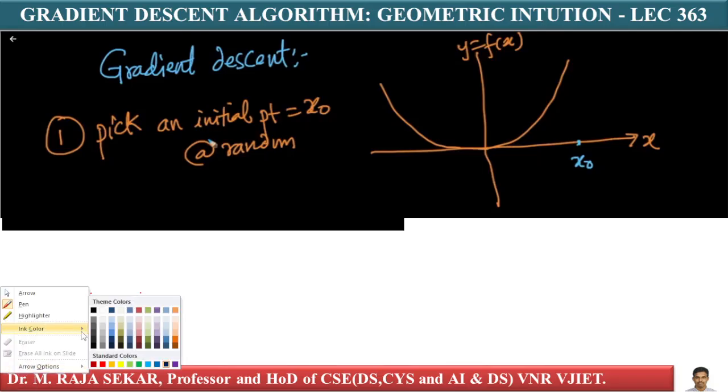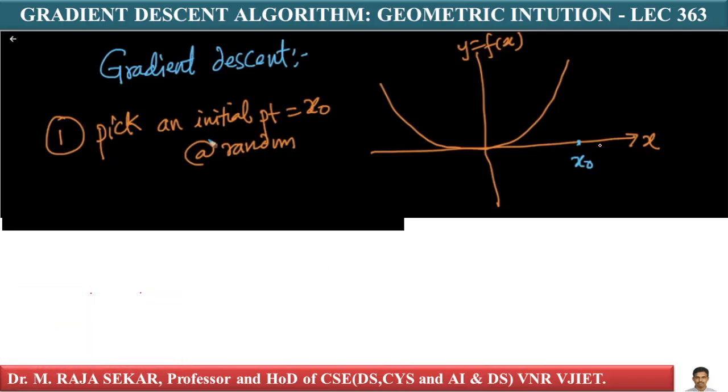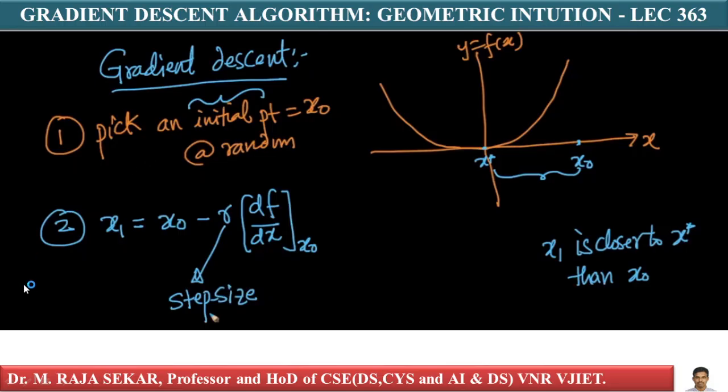Just check this one. This one is my initial point. What is step number 1? In gradient descent algorithm geometric intuition, step number 1 is pick an initial point x0 at random. We want to find x1, isn't it? Yes. We have x0. We want to find x1. Yes, this is step number 1. Pick an initial point x0 at random.